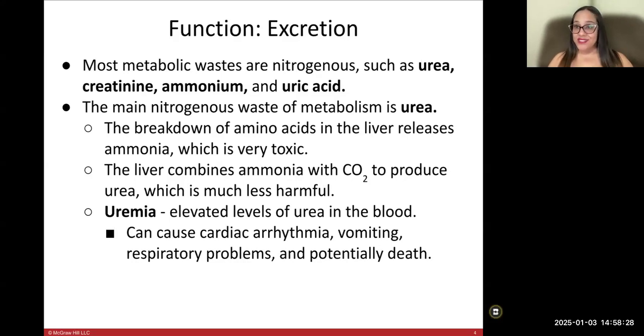It comes from the breakdown of amino acids, which are the proteins that we eat all day, every day. The breakdown of these in the liver releases ammonia, which is very toxic. However, our liver combines ammonia with the carbon dioxide that our tissues produce to produce urea, which is much less harmful. Uremia is elevated levels of urea in the blood. This can cause cardiac arrhythmia, vomiting, respiratory problems, and potentially death, like anything else if it's left untreated.